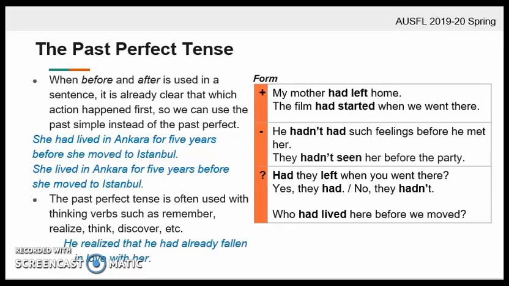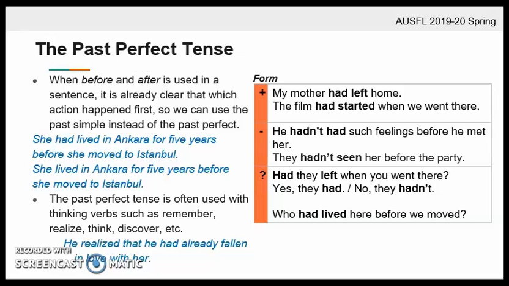When before and after is used in a sentence, it is already clear which action happened first. So, we can use the past simple instead of the past perfect. So, instead of saying, she had lived in Ankara for 5 years before she moved to Istanbul, we can say that she lived in Ankara for 5 years before she moved to Istanbul.